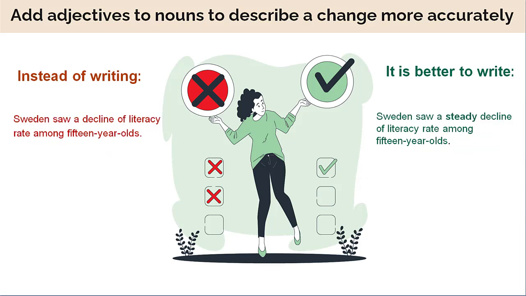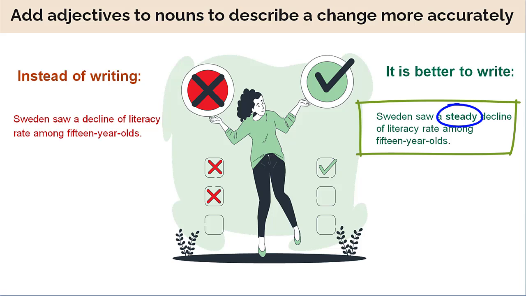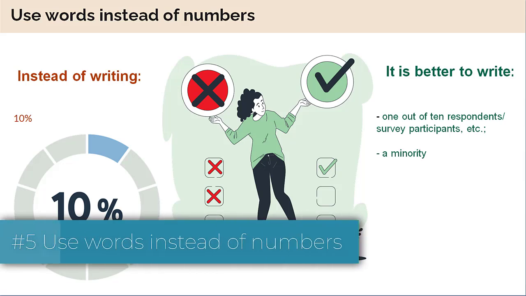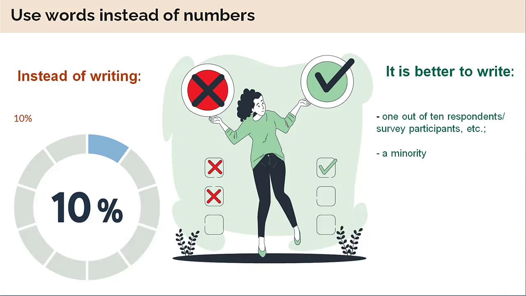Another example, Sweden saw a decline of literacy rate among 15-year-olds. But what kind of a decline? A significant decline, or a slight and marginal, or maybe a steady decline that continued over several years? Adjectives do make a difference here. So a better way to express the same idea would be: Sweden saw a steady decline of literacy rate among 15-year-olds. One more way to improve your score for vocabulary is to use words instead of numbers.